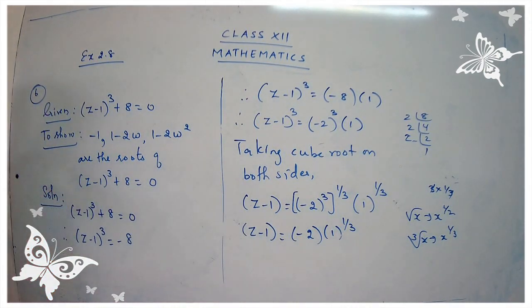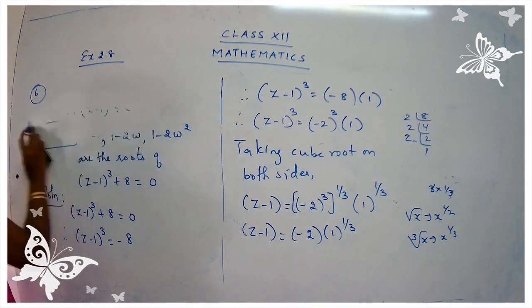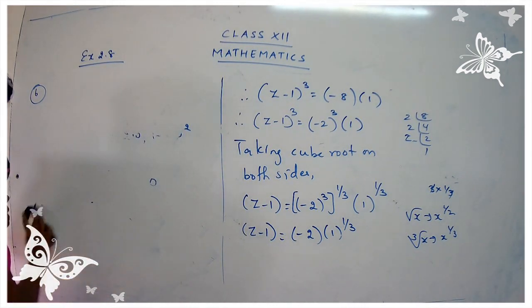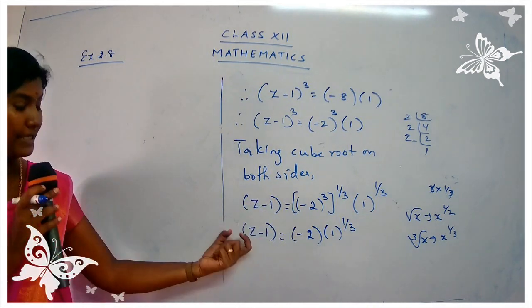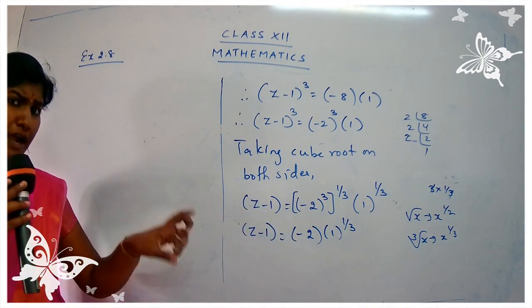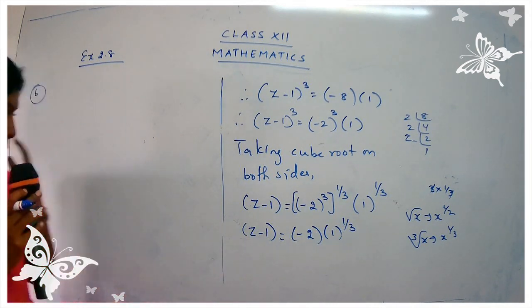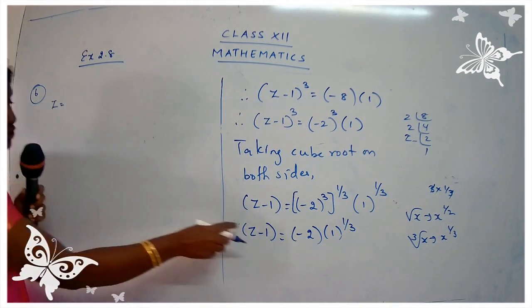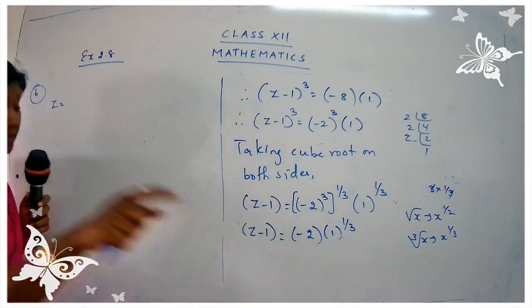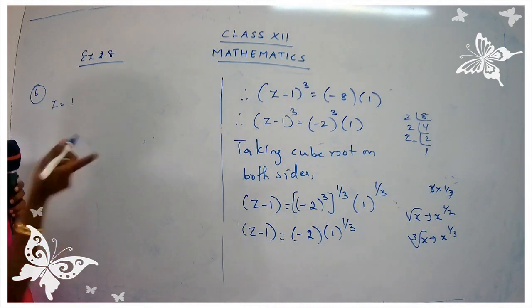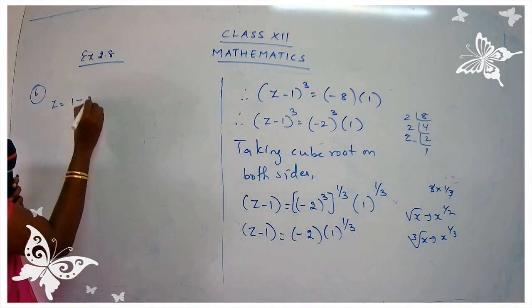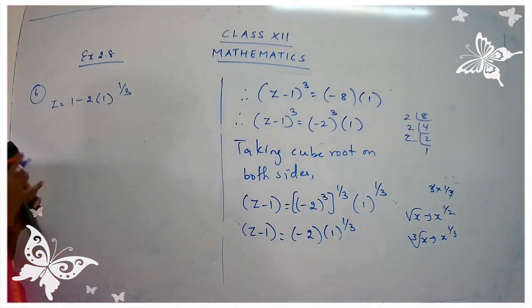Let's simplify it further. So now what I'm going to do is, I'm just going to take this minus 1 to that side. I just want the answer in terms of z, because here we are going to find out the roots of the equation. Yes, children? That means we have to find out the value for z. So write down here, z is equal to, I'm going to shift the minus 1 to that side, so it turns to be plus 1. Okay? I'm just going to put that term first. 1 minus 2, 1 raised to 1 by 3.